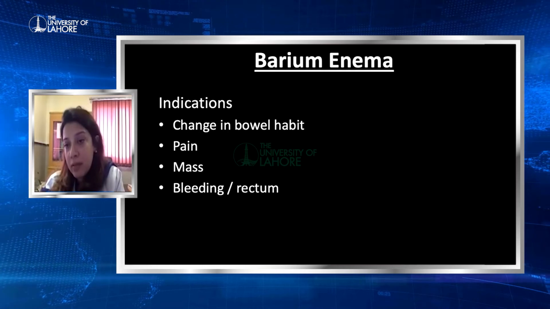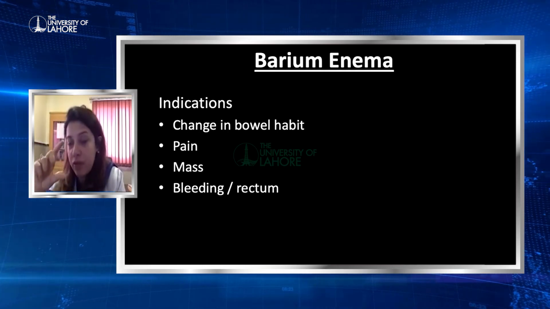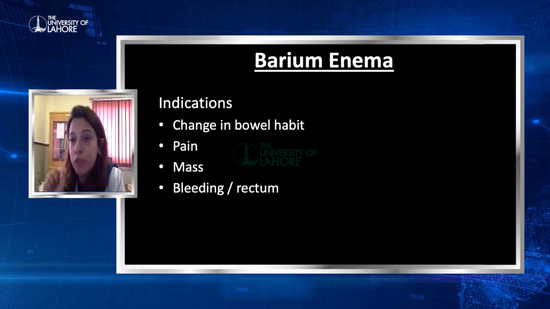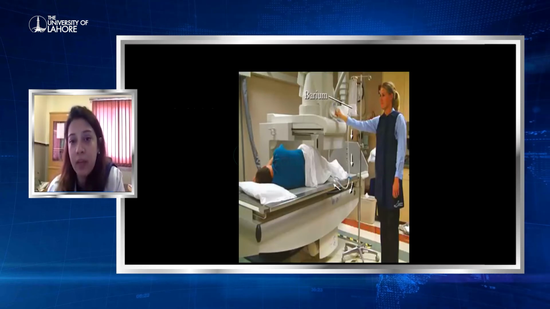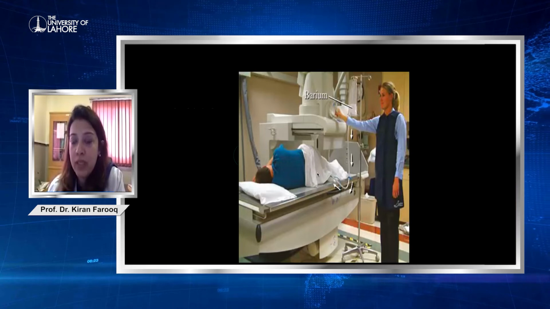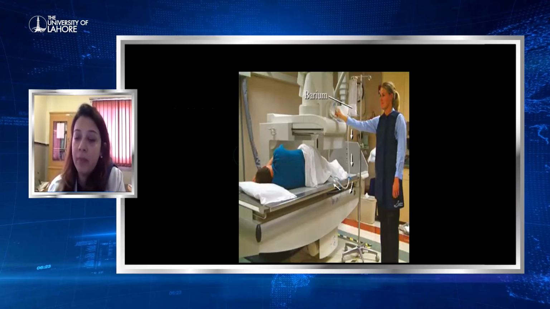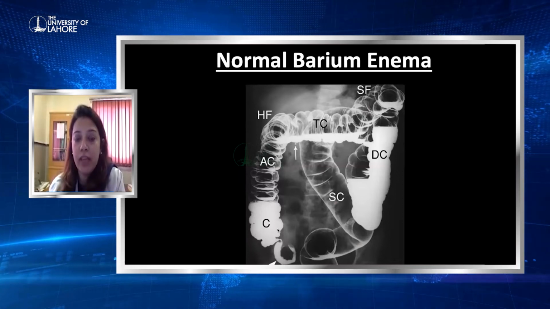So the other three things, the swallow, the meal, and the follow through, we drank the barium. But here the thing is different. You put a tube in the rectum and then you give the enema, just like an enema, it's a barium enema. See, this is a technician and the patient is lying on his left side. You put the tube inside, you give the barium, then you give the air, and you take the images. So this is how a normal barium enema looks like, very beautifully again.